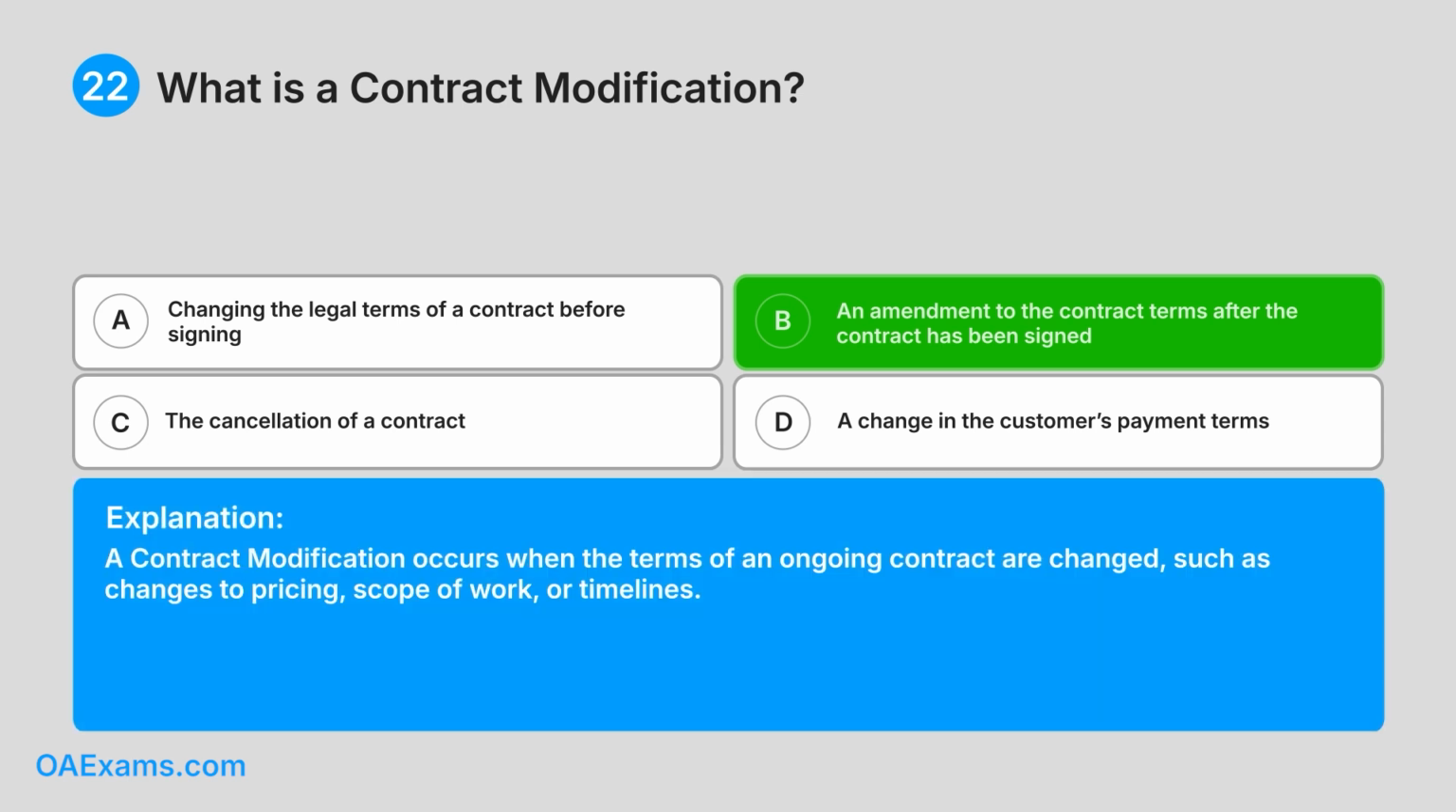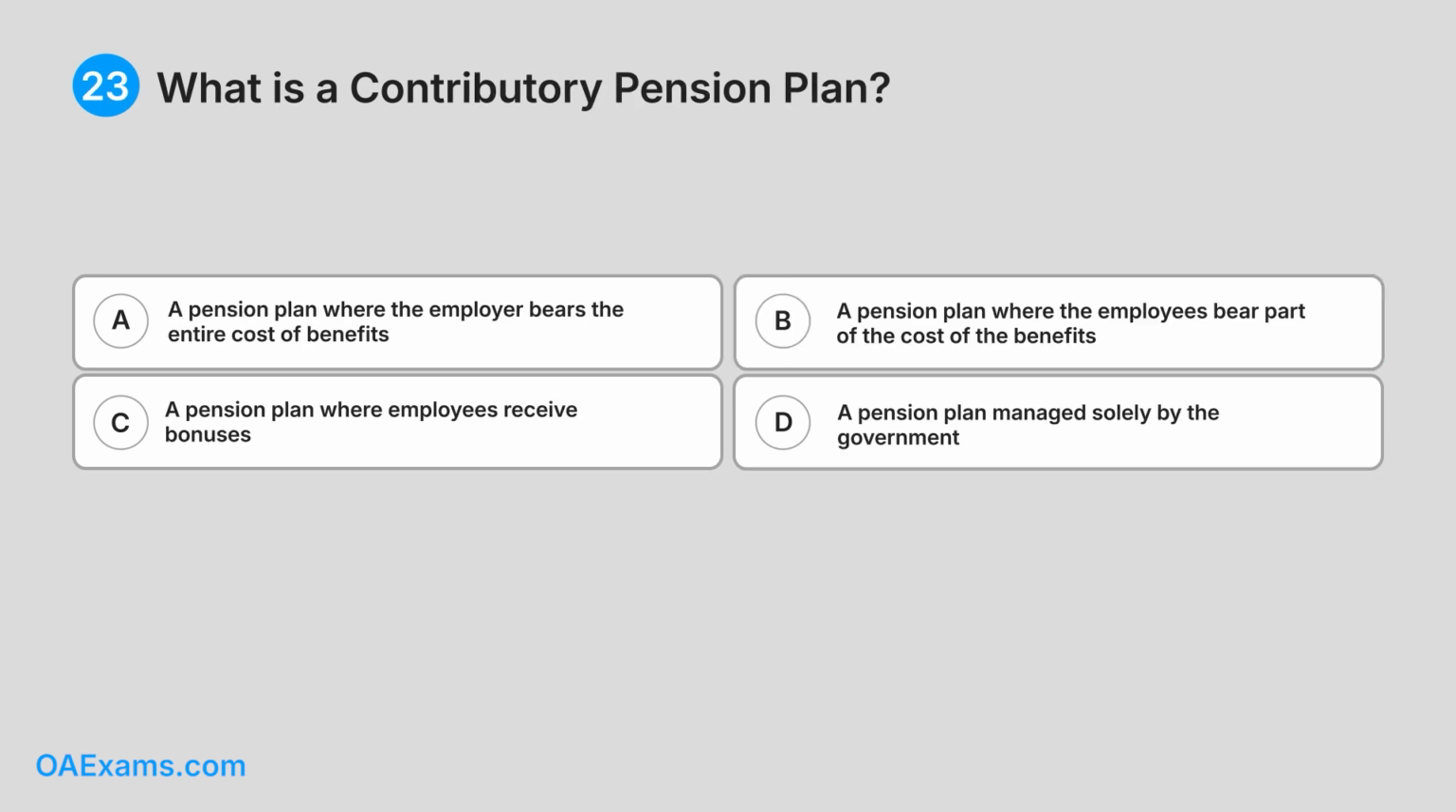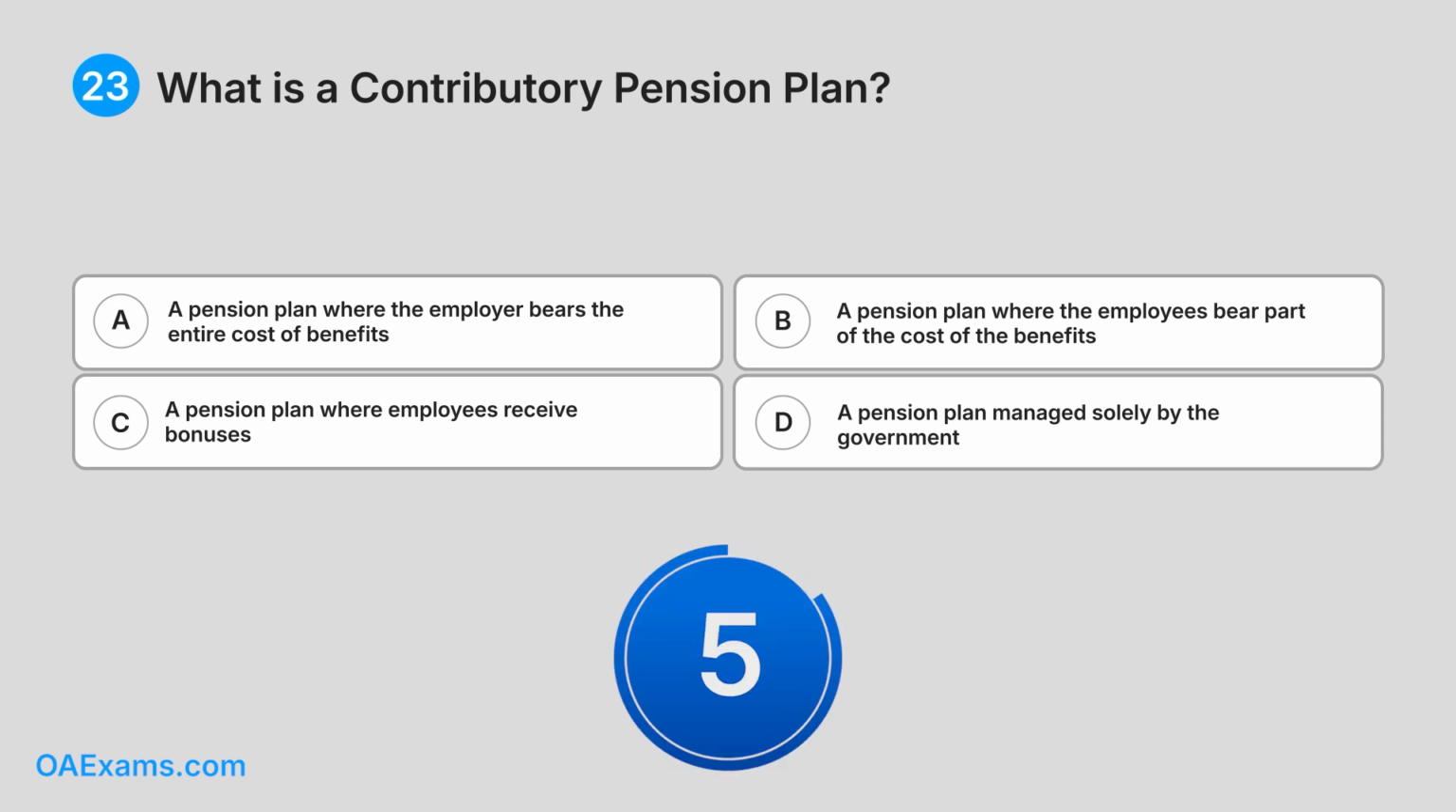Explanation. A contract modification occurs when the terms of an ongoing contract are changed, such as changes to pricing, scope of work, or timelines. 23. What is a contributory pension plan? A. A pension plan where the employer bears the entire cost of benefits. B. A pension plan where the employees bear part of the cost of the benefits. C. A pension plan where employees receive bonuses. D. A pension plan managed solely by the government. Do you know the answer?